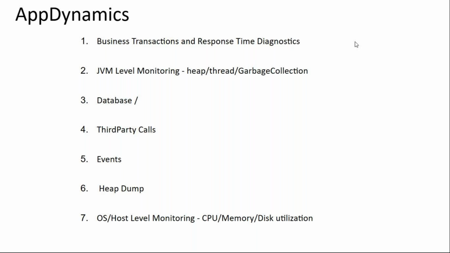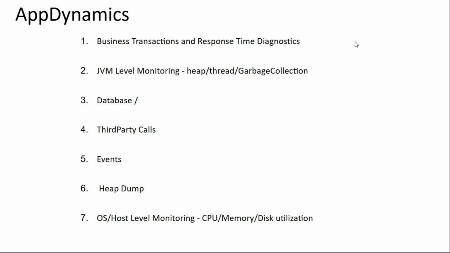Second thing, at an application server level, your JVM level, your heap utilization, your thread utilization, your garbage collection, GC time, minor GCs, major GCs, all this monitoring you should be able to do. And then your database calls, your SQL response time. If there are any third-party calls, what is the response time for the third-party calls? You should be able to take a heap dump. You should be able to monitor your infra level metrics like your CPU and memory.